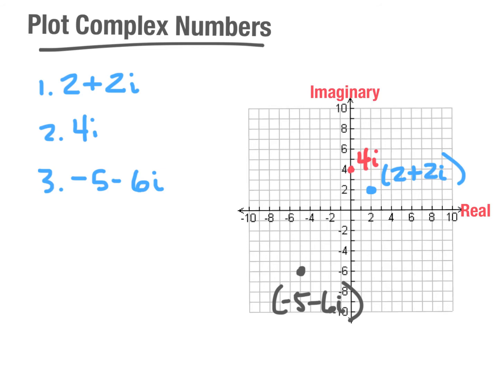All right, and today we've covered how to multiply and divide complex numbers. We reminded ourselves that i squared is equal to negative 1, and we also saw how to plot complex numbers.